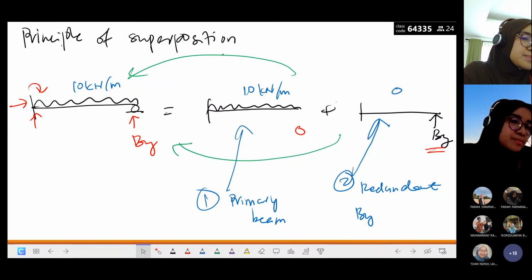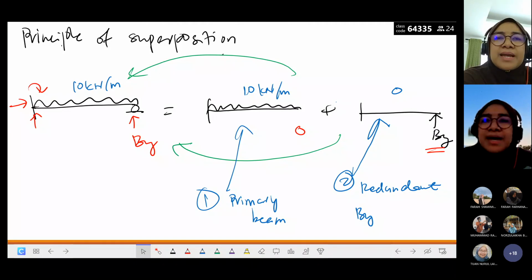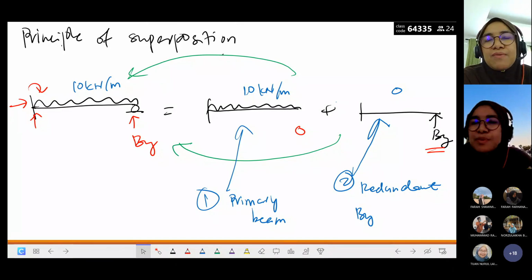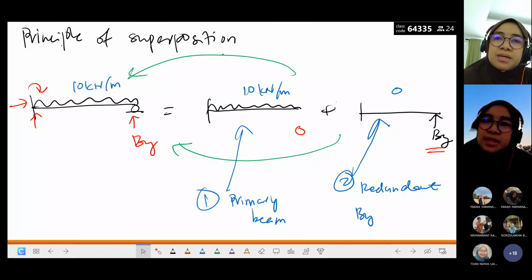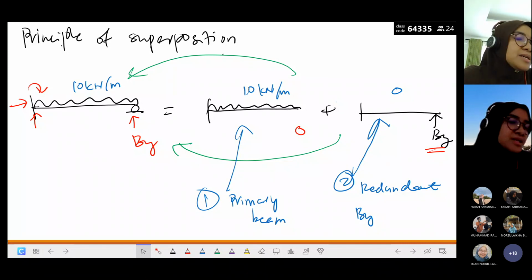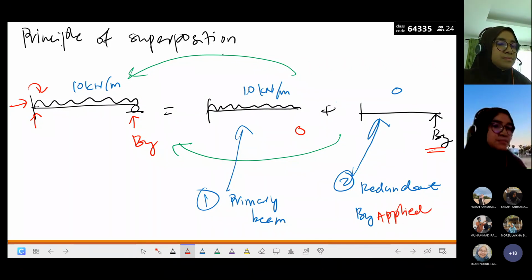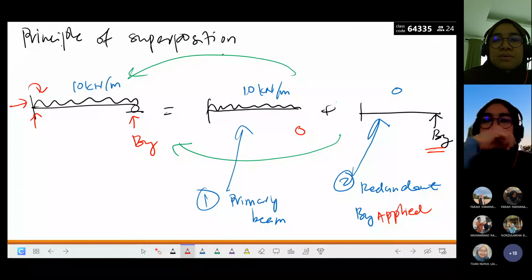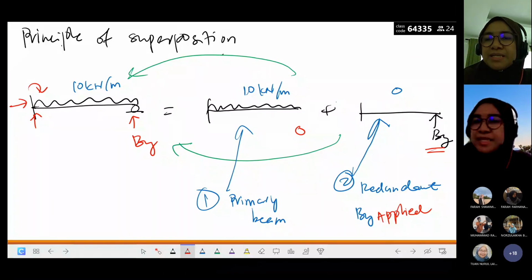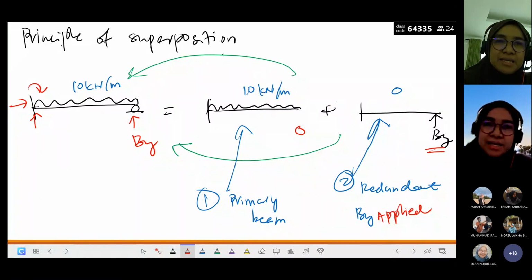Okay. So do you get the idea of this principle of superposition? So this idea is very important. Applied. Okay, the idea of principle of superposition is like this.